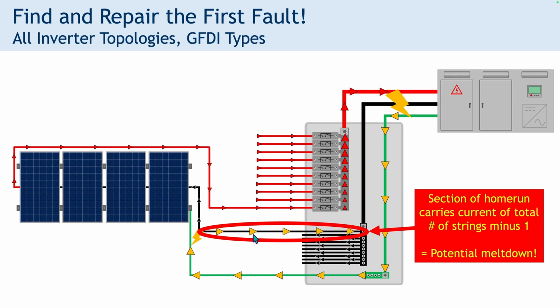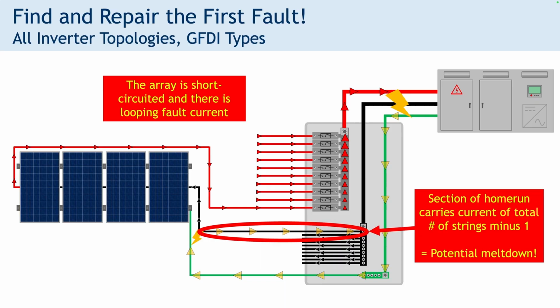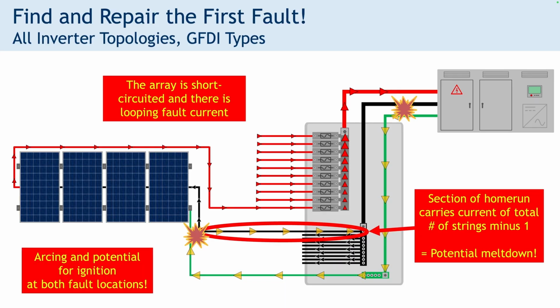Everything's fine. Here we've got 9 or 13 or 23 or however many strings worth of current flowing on that string home run wire, which is maybe a number 10 wire, right? So we could have 80, 90, 100, 150 amps potentially on that wire. It's not going to last very long. It's going to quickly overheat. The insulation is going to melt off. It's probably going to fault out in other locations. And at the same time, because we have this short circuit and looping fault current, we're also going to have arcing and the potential for ignition at both of the fault locations.